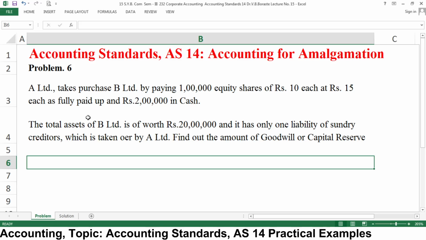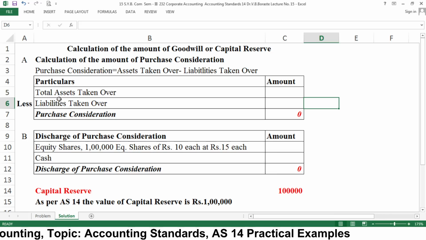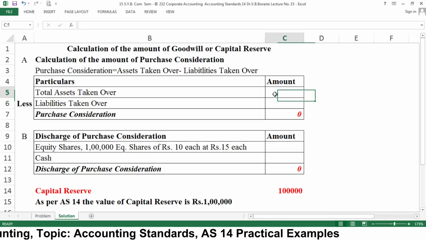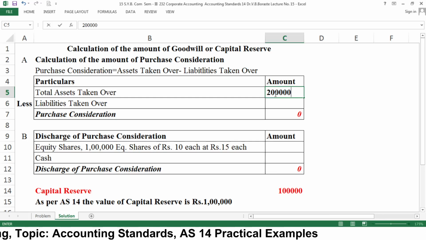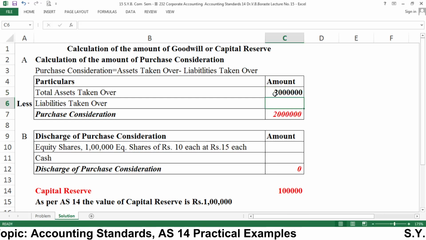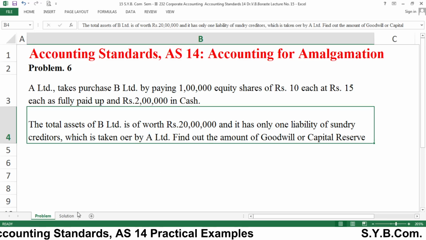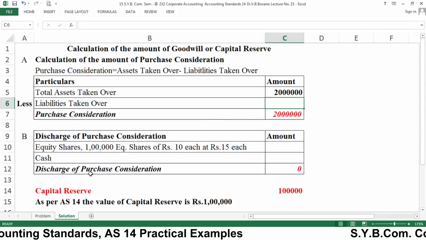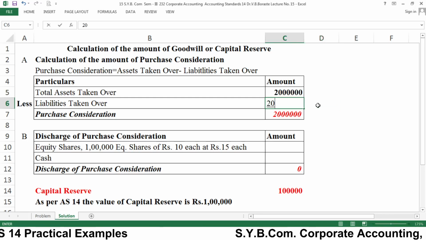So in our example, assets taken over is rupees 20 lakh. So we are going to mention here total assets taken over. The amount is 20 lakhs. Okay. Less liabilities taken over. In our example, there is a liability of rupees 2 lakh. So the total liability is 2 lakh.